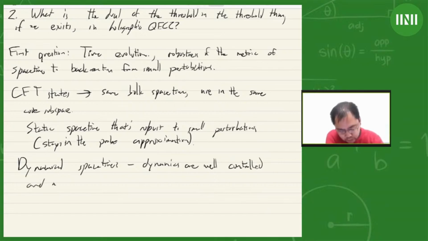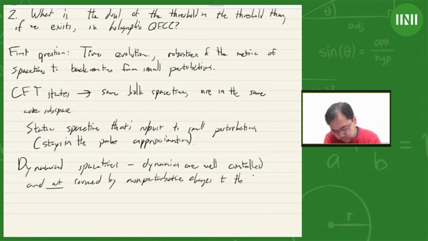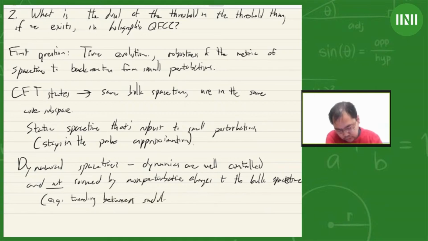And they're not sourced by non-perturbative changes to the bulk spacetime. Where these would correspond to, for example, tunneling between saddle points. You can also think about these as being fault tolerant.